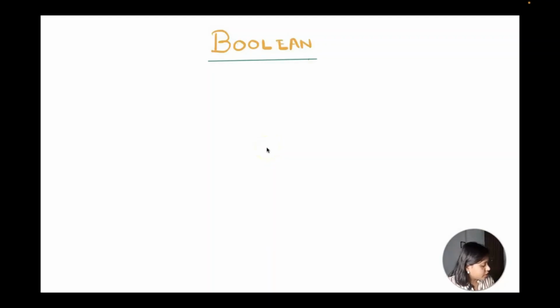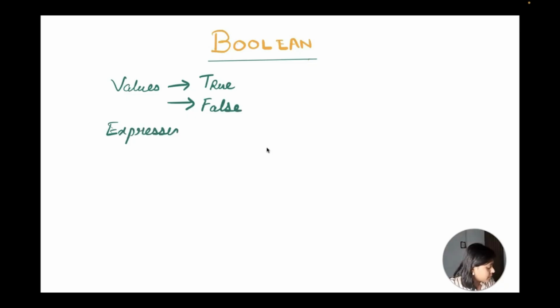So in the Boolean function, we have two values. First value is true and the second value is false. So true and false are called the Boolean values. So the next thing that we will be learning is the expression. In the expression, there are multiple ways in order to define the expression. So the first one we will study is about any. Then we will study about all, and then we will also study about isinstance.